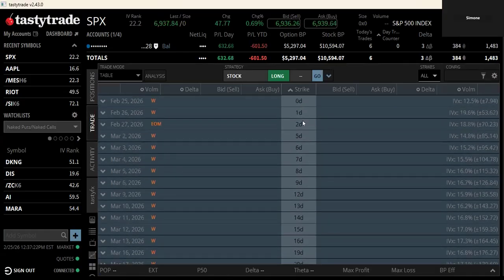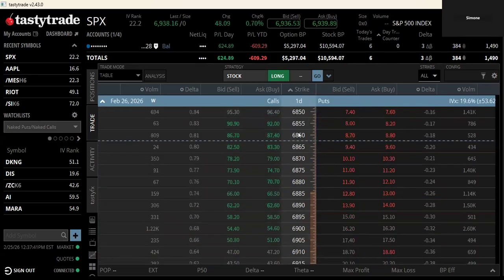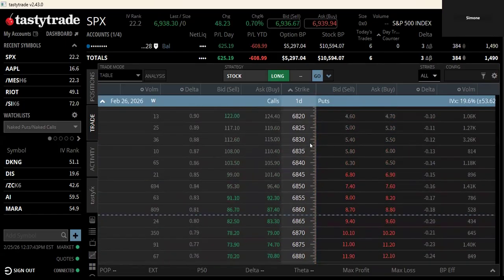This is called expiration, so zero DTE or zero day. That means this expires today, but I don't want to do today, but I can do it for tomorrow. So around 3:40, 3:30, 3:45, this is what I plan on doing: the same exact trade that I just showed you, but going down to a 10 delta.